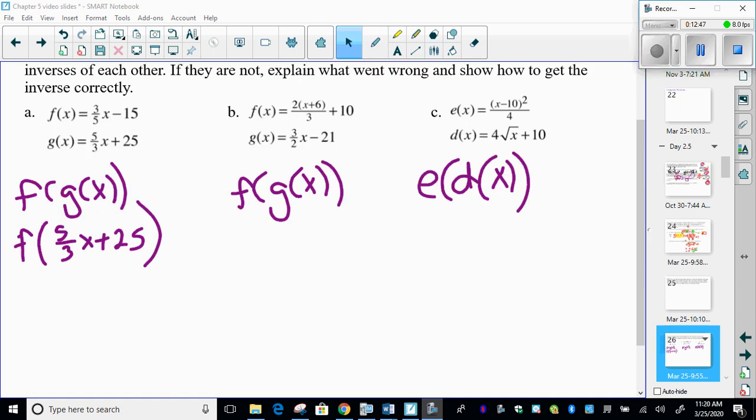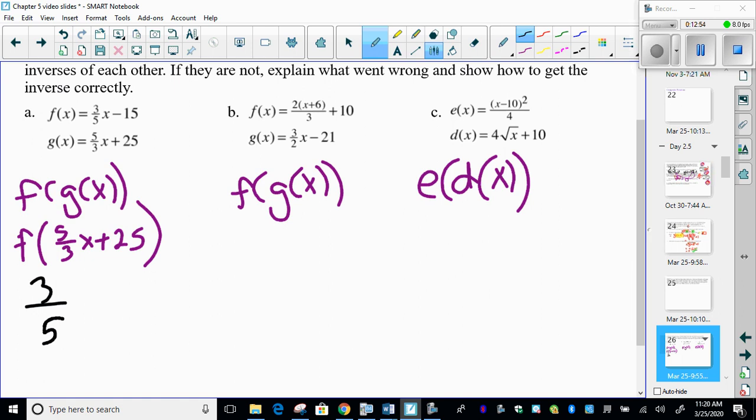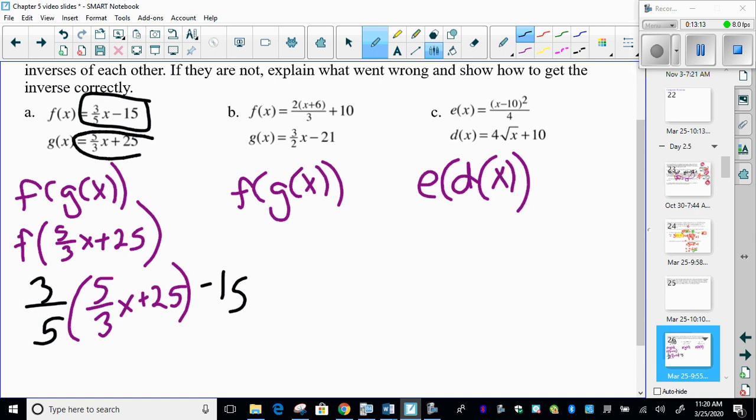Okay, so I substituted in my g of x function, so now into my f of x. f of x says 3/5, and then there's that x. So in place of x goes 5/3 x plus 25. And then it also says f of x minus 15. So I just rewrote f of x, but instead of x, I put my input in, which was 5/3 x plus 25.